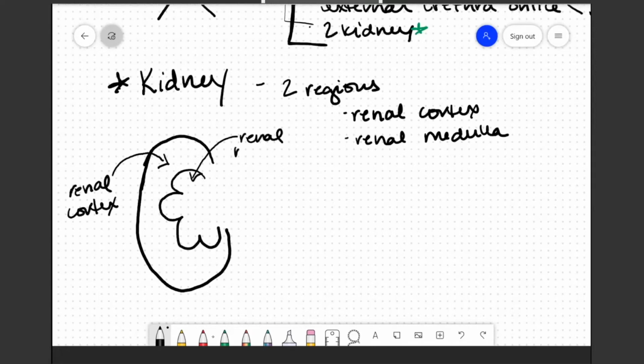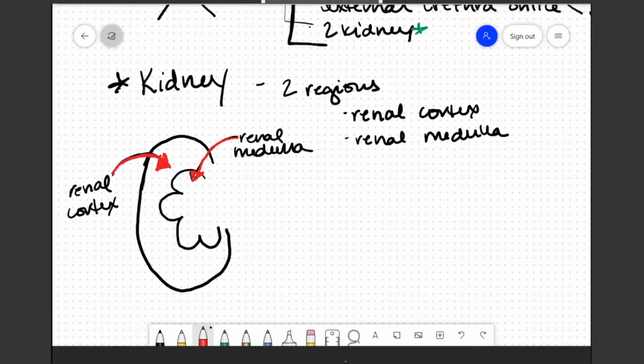If you think about the brain, where we had the cortex of the brain, it was the external, and then the medulla was going to be more of an internal structure. So if that kind of helps, it's the same flow. The cortex is on the outside, the medulla is on the inside.